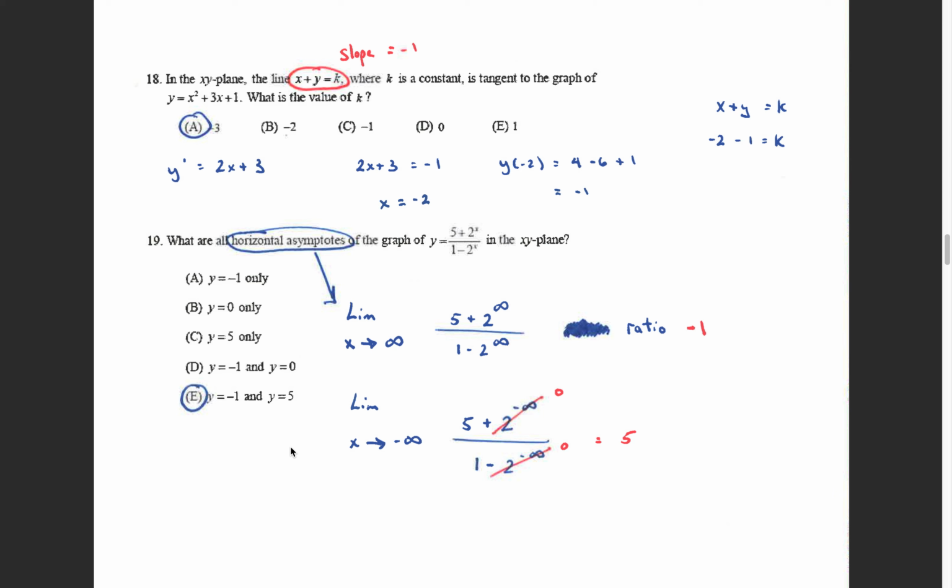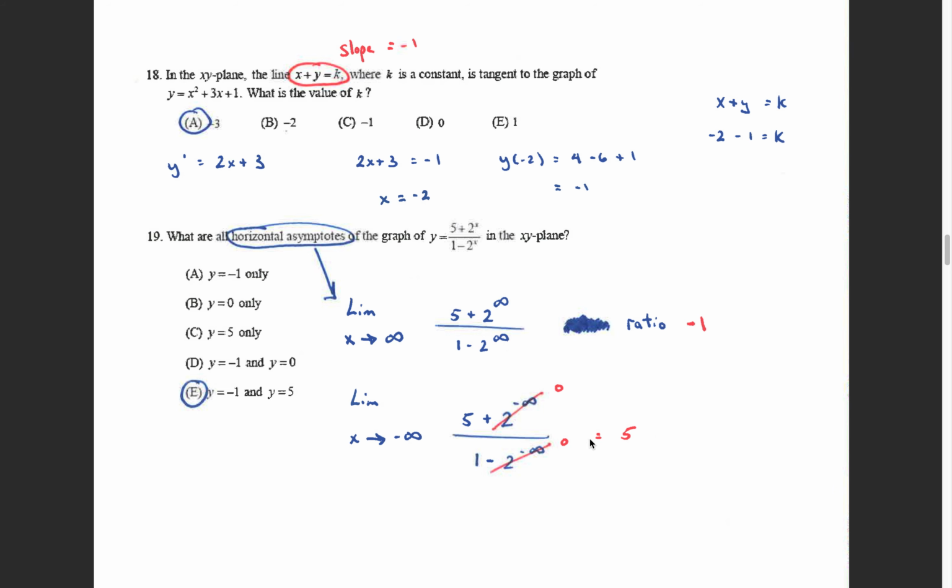19 talks about a horizontal asymptote. A horizontal asymptote is where we're letting x go to infinity and negative infinity. And so I'm looking at negative infinity and positive infinity here. Positive infinity, this is going to be positive infinity, this is going to be negative infinity, that ratio is -1. When I let x get to negative infinity, those both go away and become 0, and so I get 5/1, which is 5. So you're going to have a different horizontal asymptote on the right than you have on the left. Two different horizontal asymptotes.